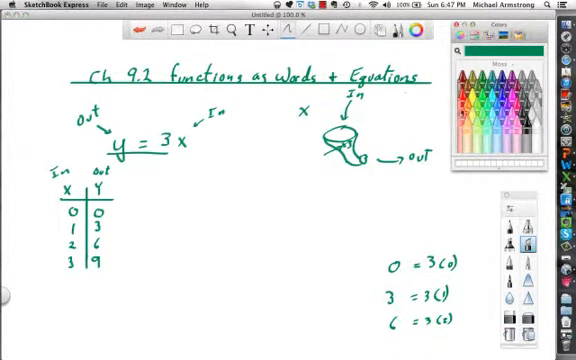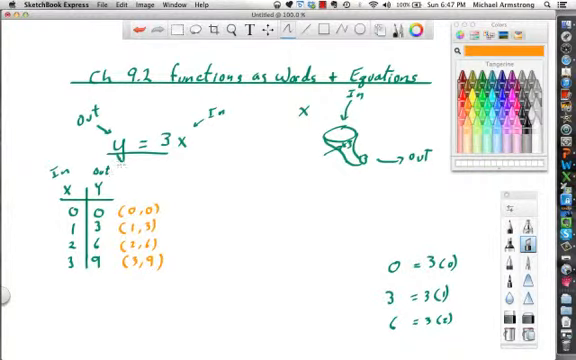These do make ordered pairs: (0, 0), (1, 3), (2, 6), and (3, 9). You may or may not need to actually put those into a graph, and it doesn't look like we have to graph those, but we could. And that's one other thing you need to know.